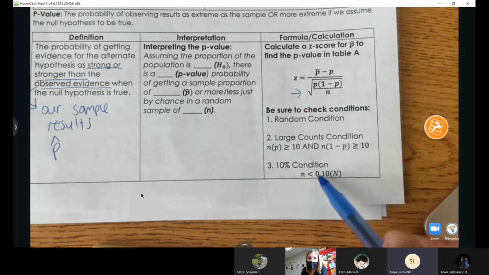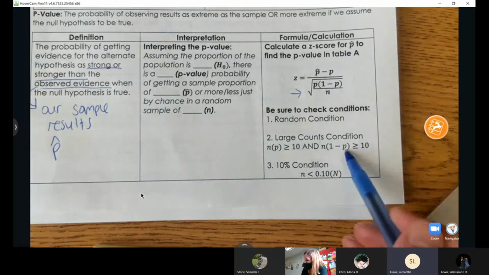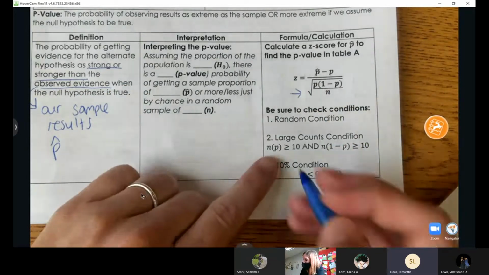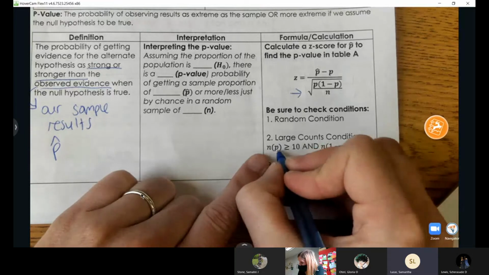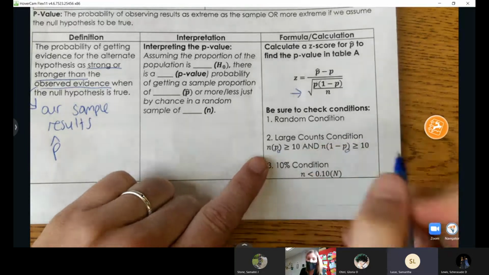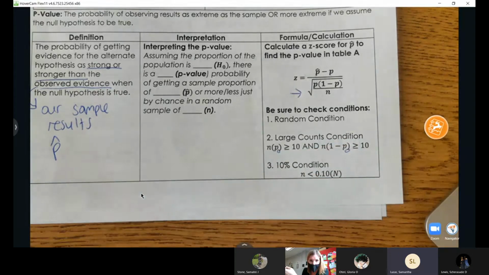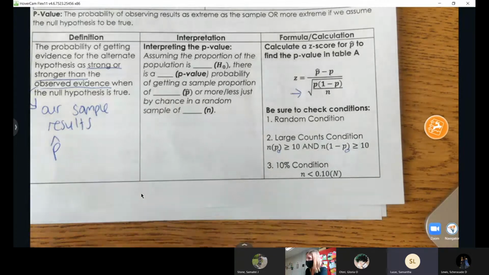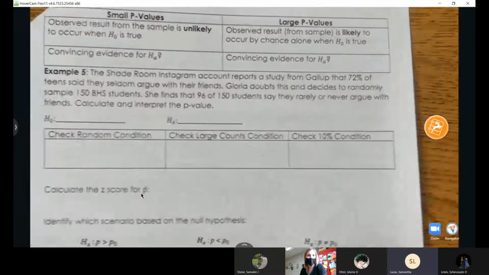We have to check these same conditions: the random condition, the large counts. And remember, with the large counts, we're using p, and I'm going to call that p null because it's the p from the null hypothesis. And then we'll also check the 10% condition. All right, so this is a lot of talking without actually doing, so let me do it. Oh, not doing it yet, sorry.